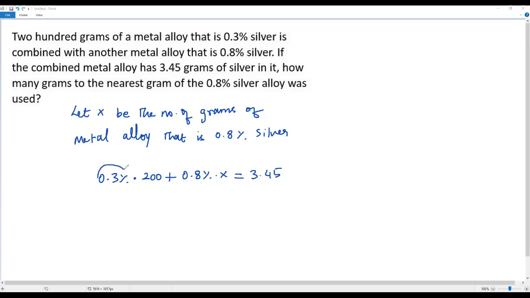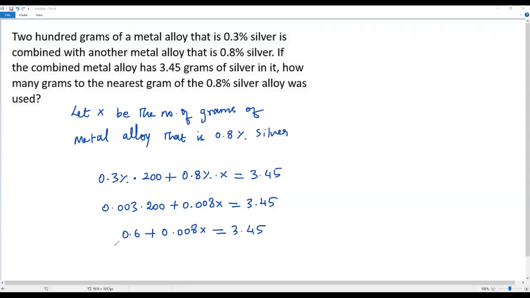For that, let's convert 0.3 percent to a decimal. Then I get 0.003 times 200, plus, when I convert 0.8 percent to a decimal, I get 0.008, and here we have x, equals 3.45. When I multiply 0.003 and 200, I get 0.6, plus 0.008x equals 3.45.